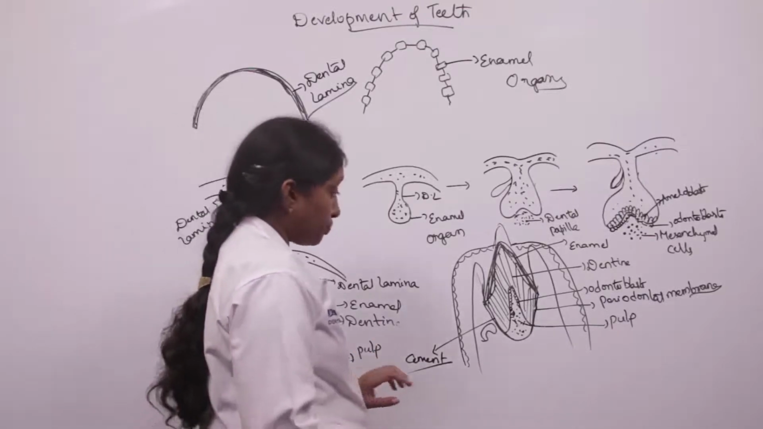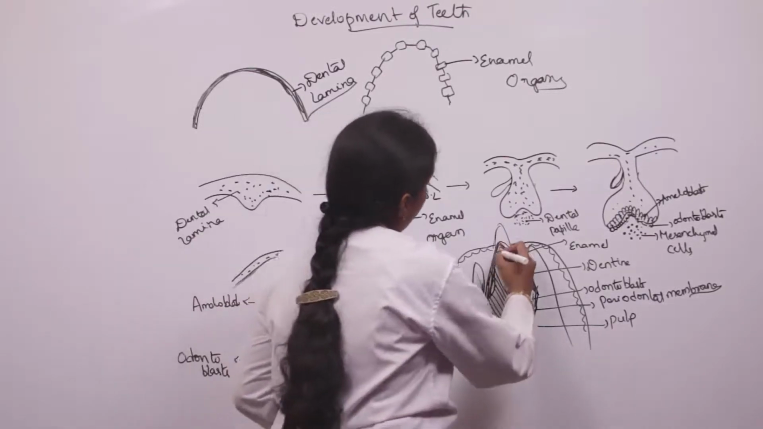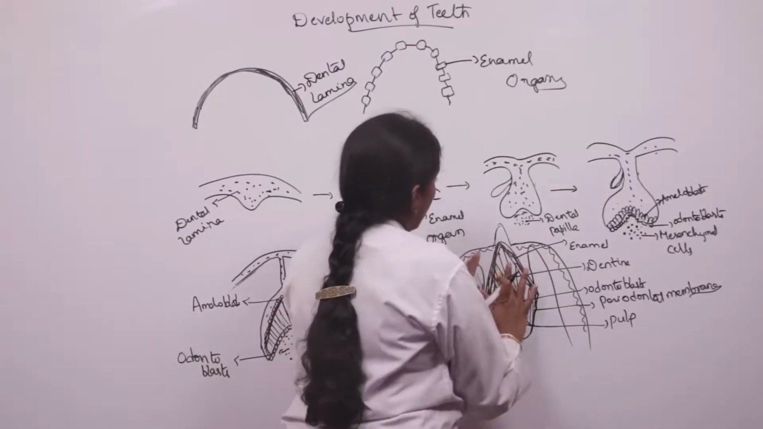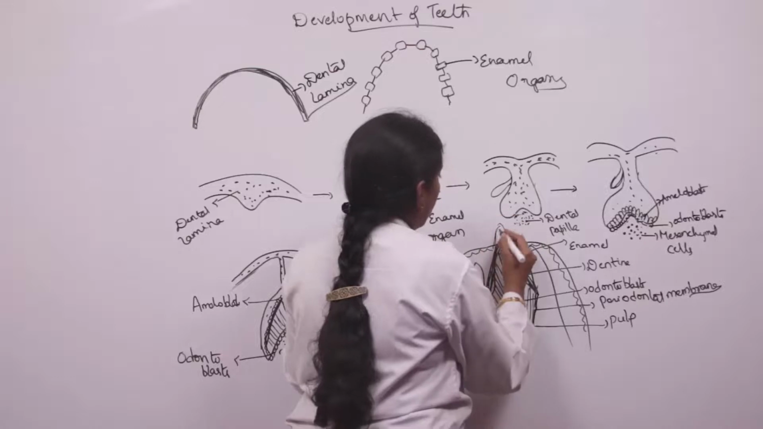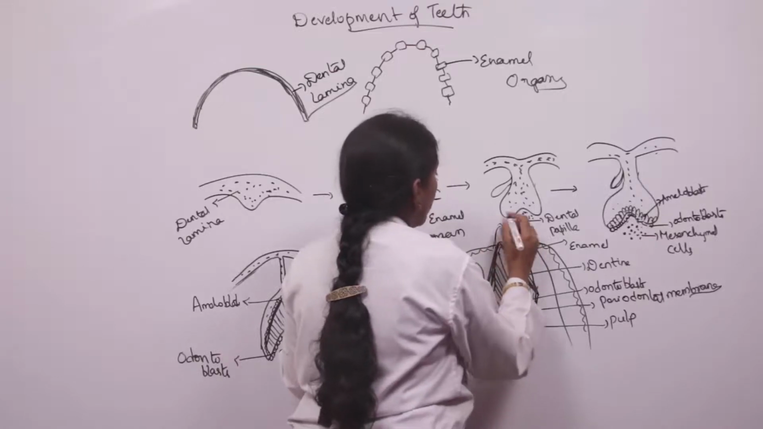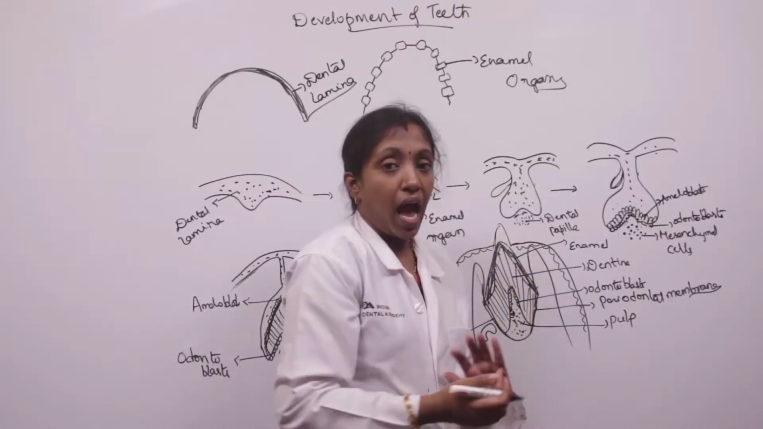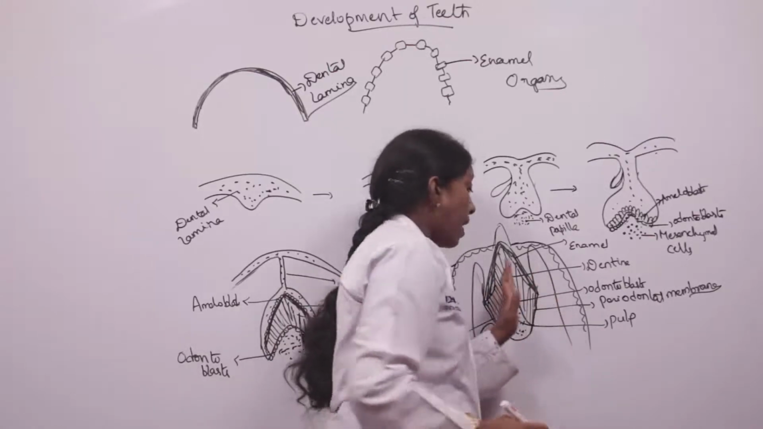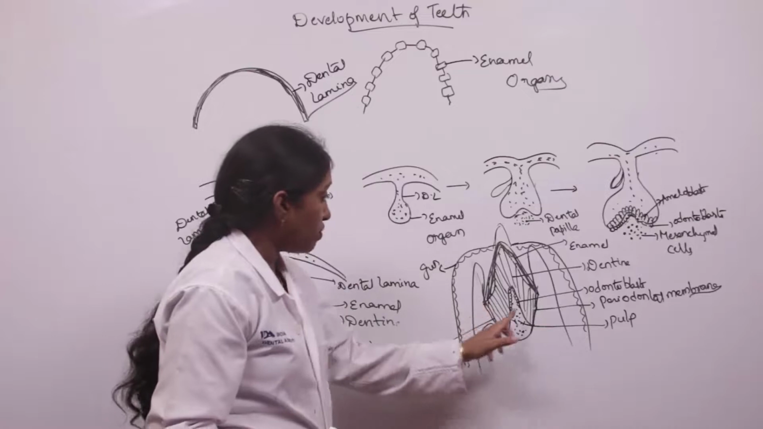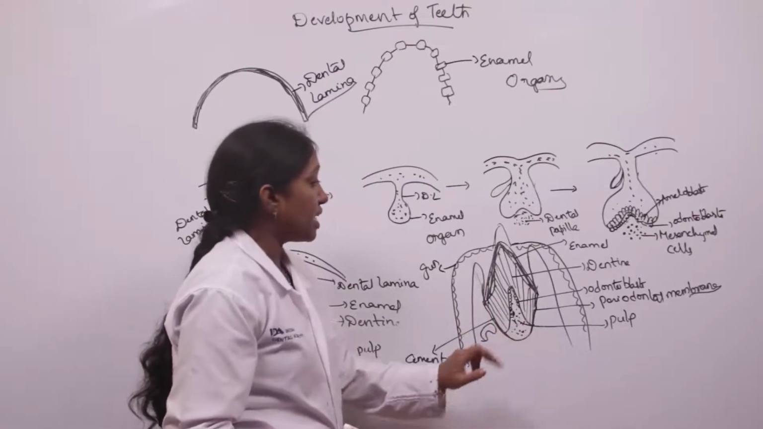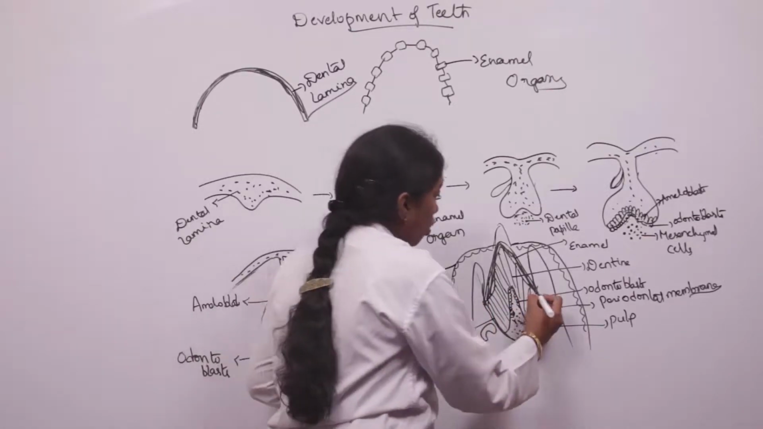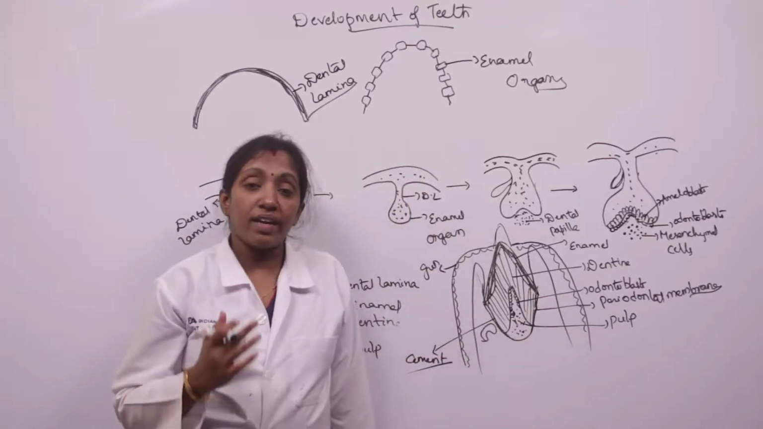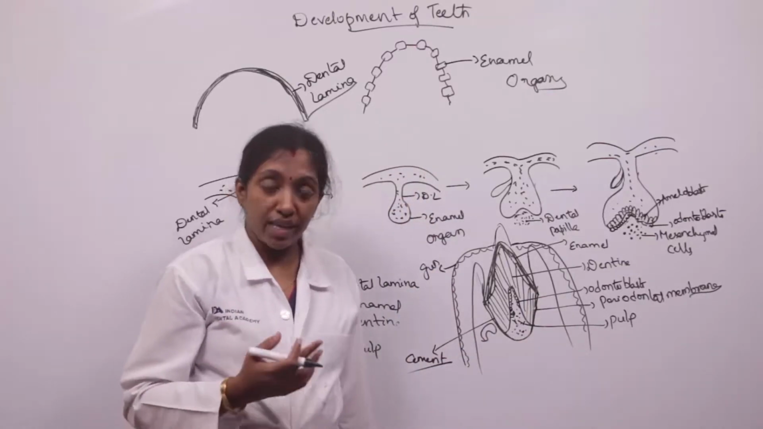And this is the crown which emerges from the gum. The part of the tooth which emerges from the gum we call the crown, and this is the root. The root is formed by dentine, and the part of the dentine which forms the root is covered by a layer called cement, which is formed by the cementoblast cells, the differentiation of the mesenchymal cells.